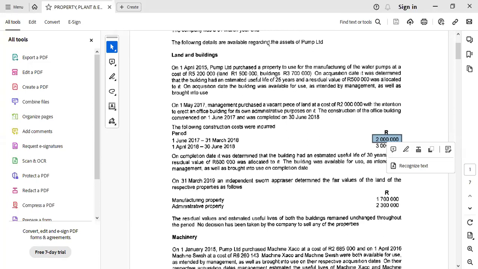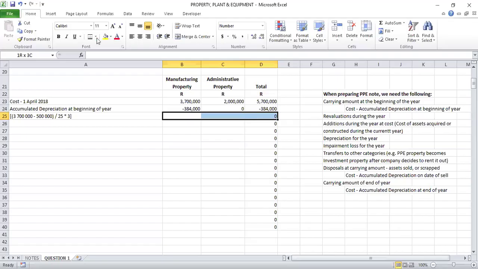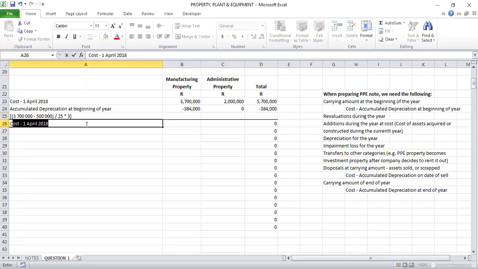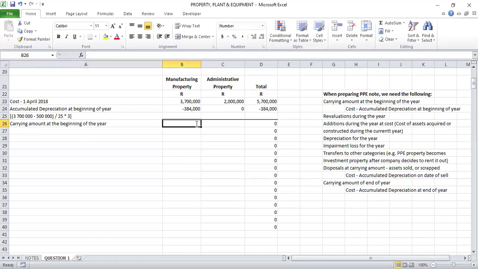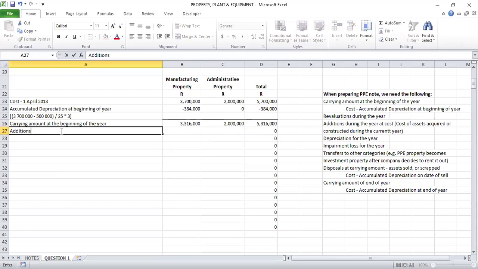So here there's no depreciation on the other assets. So now we have our carrying amount at the beginning of the year. So this was the carrying amount at the beginning of the year. Then we have additions during the year.